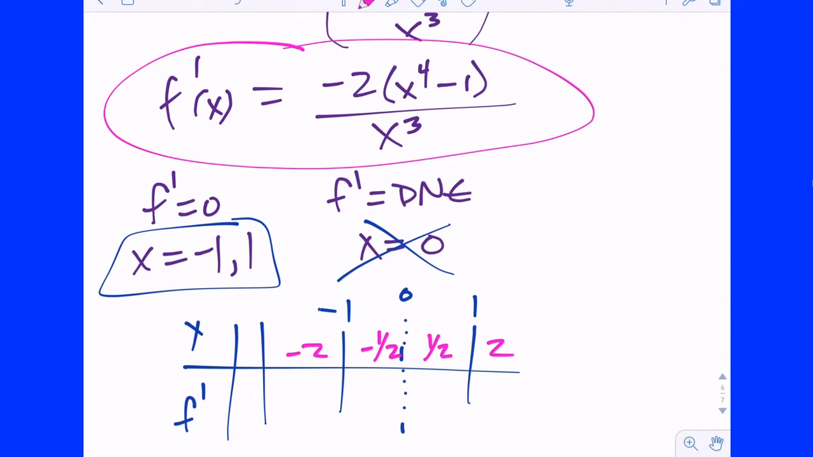Minus 1 is still positive times the negative 2. So I have a negative in the top and a what in the bottom? Negative. And a negative over a negative is a positive. Whew. All right, plug it into negative 1/2.